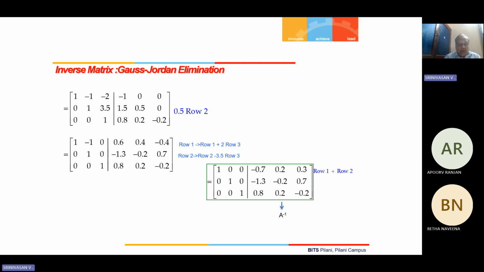So what has happened now? The augmented matrix A, I that you started with has now resulted in the augmented matrix I, A inverse. So what is on the right hand side? It should be A inverse. It is A inverse.